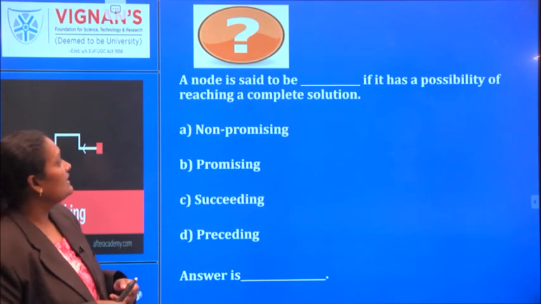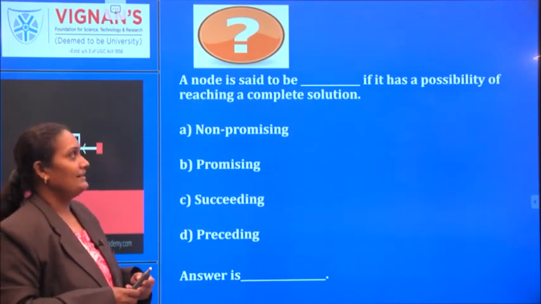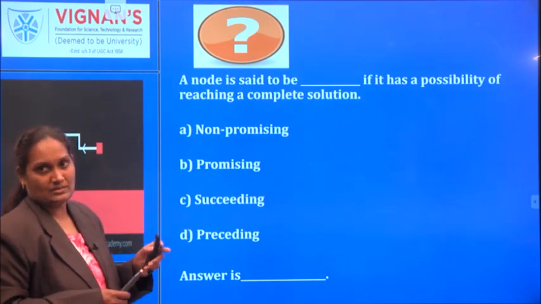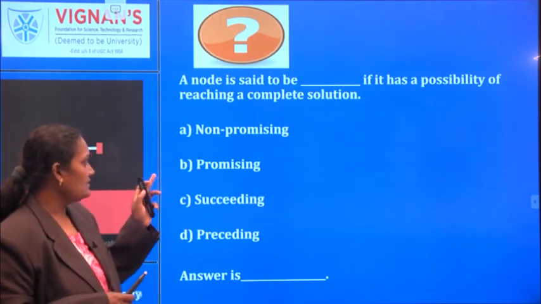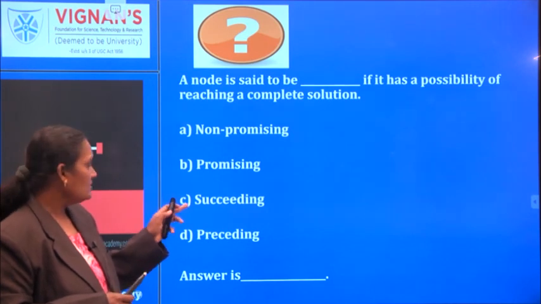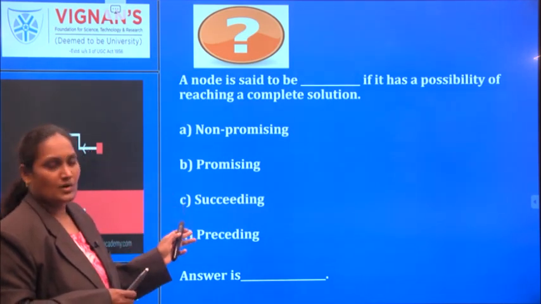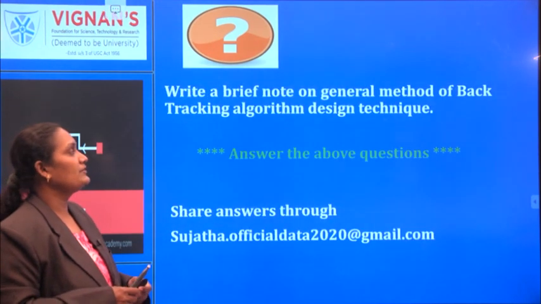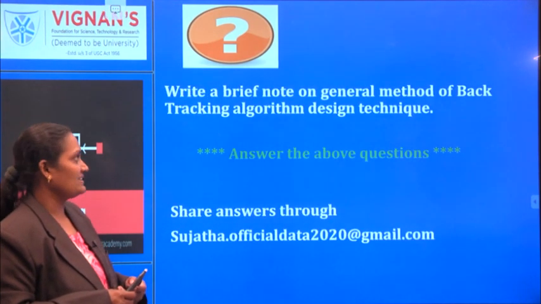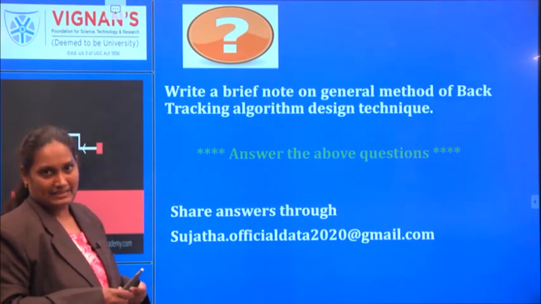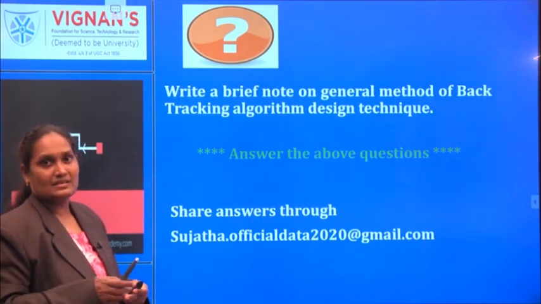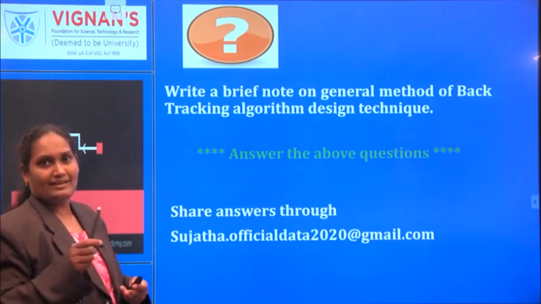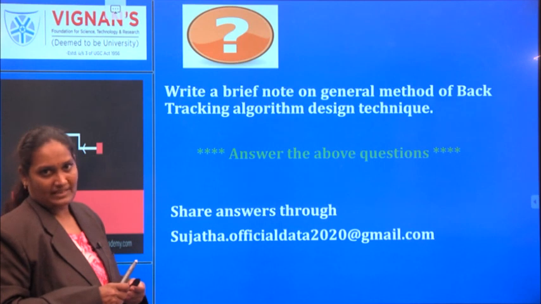The next question is, a node is said to be dash if it has a possibility of reaching a complete solution. Option A, non-promising. Option B, promising. Option C, succeeding. Option D, preceding. The next question is, write a brief note on the general method of the backtracking algorithm design technique, including its control abstractions, which are recursive backtracking and iterative backtracking.